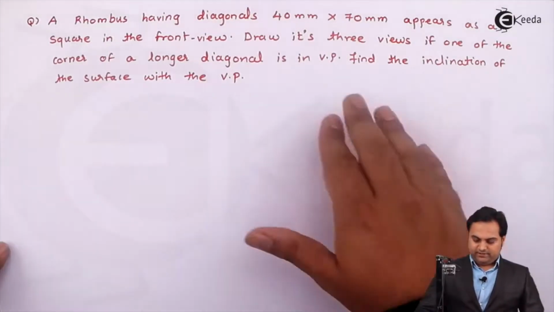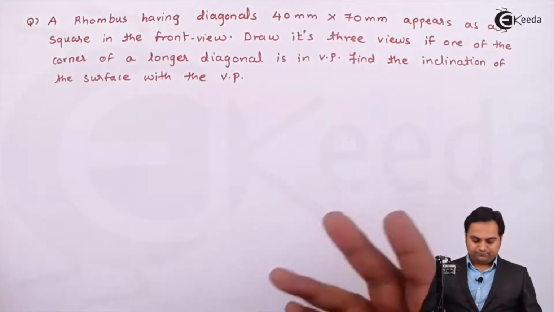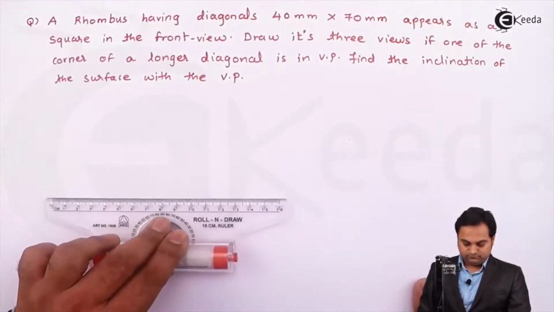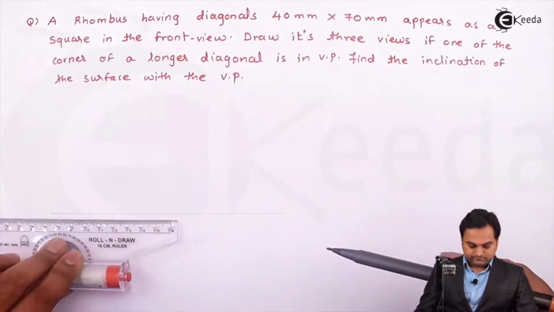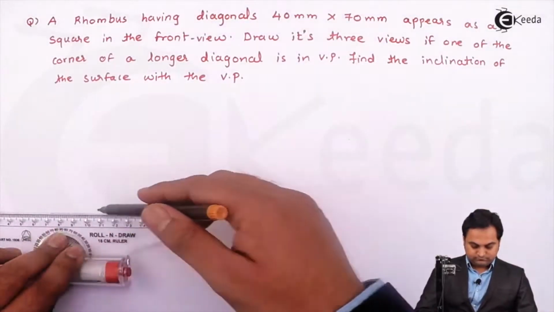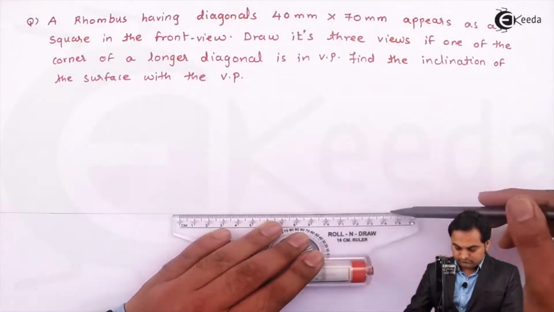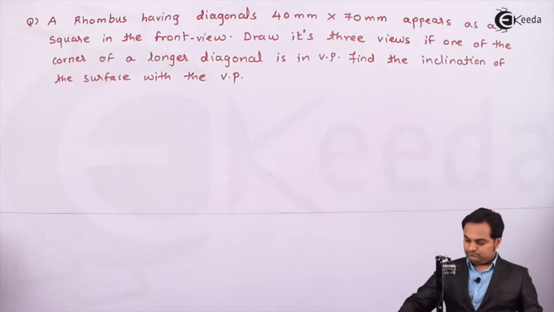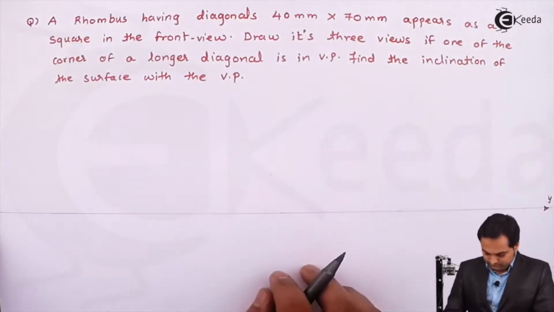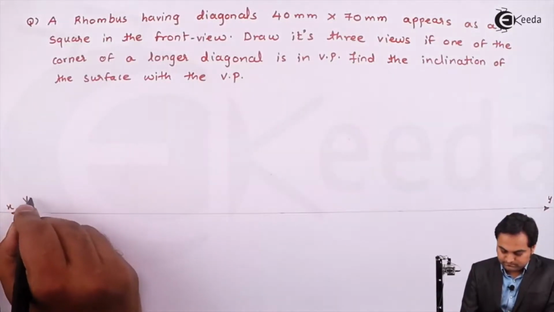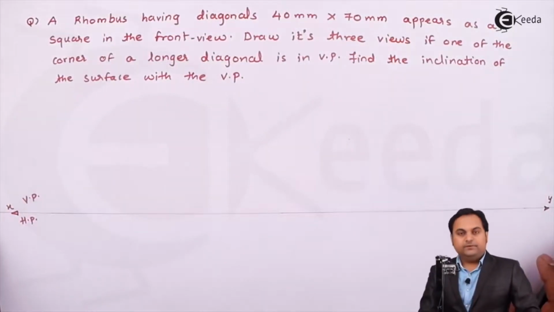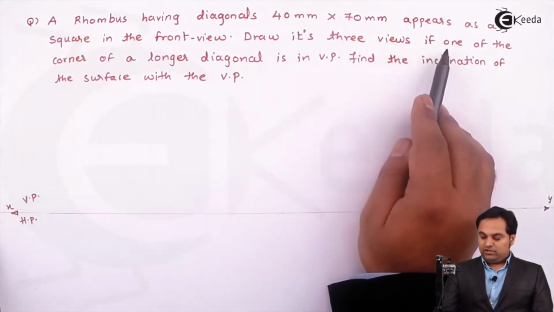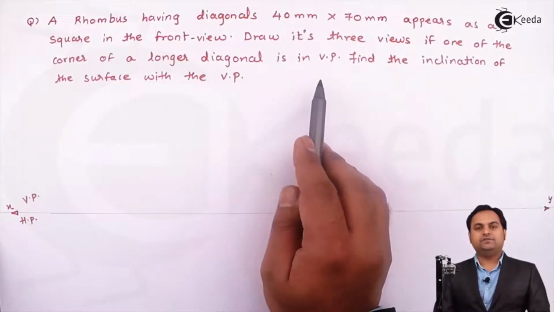Now here I'll explain the conditions step by step. Let us get started. In the problem, it is given that draw its three views if one of the corners of a longer diagonal is in VP.